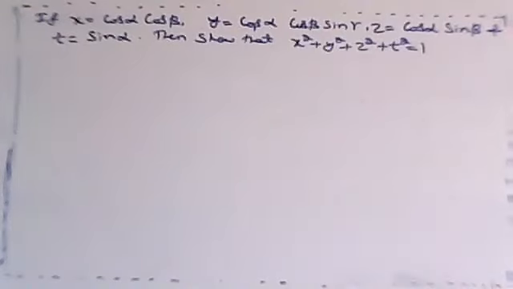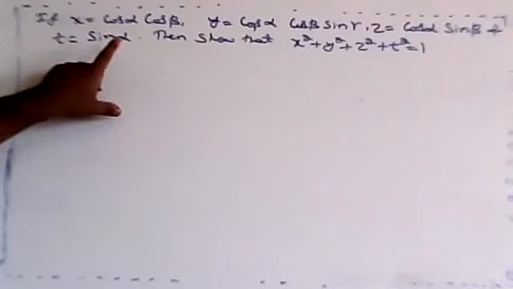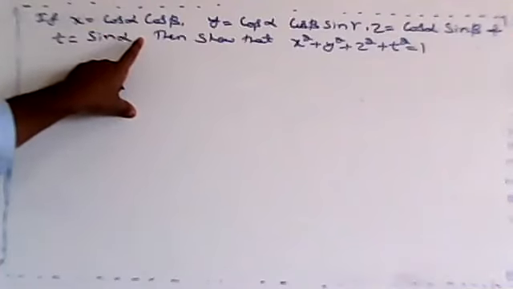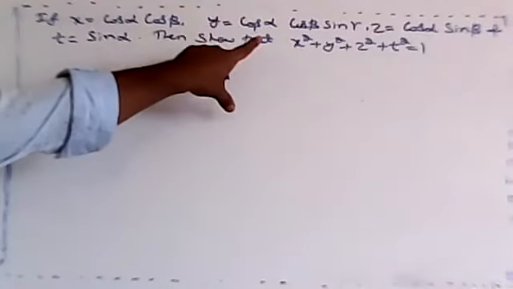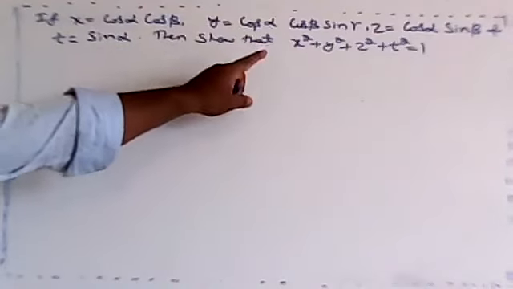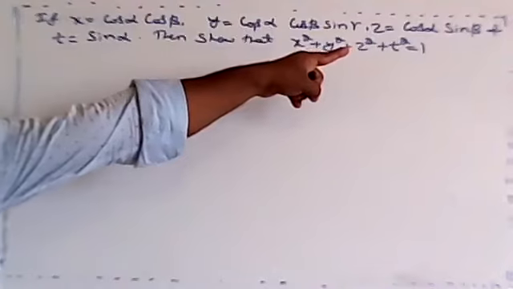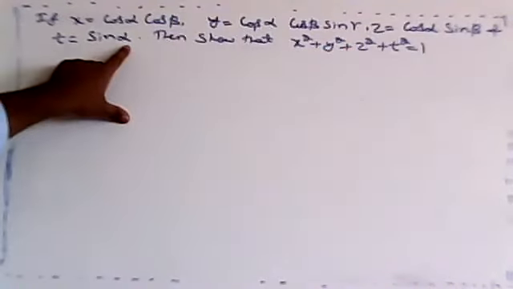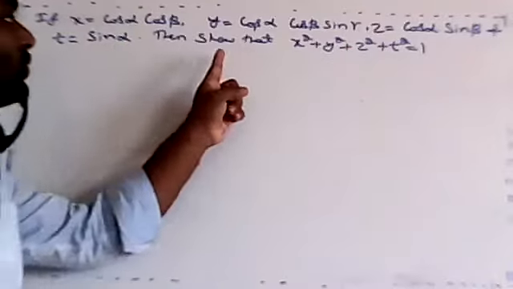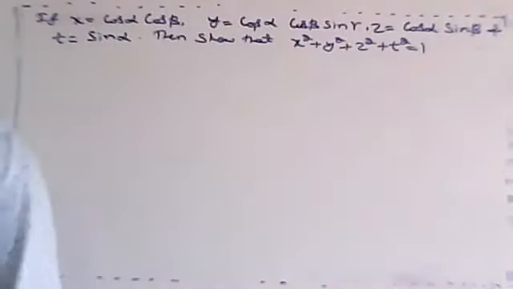So they have given x equal to what? Cos alpha cos beta, and y is equal to what? Cos alpha cos beta and into what? Sin gamma, and z equal to what? Cos alpha sin beta, and t is equal to sin of alpha. Then we have to show that x square plus y square plus z square is equal to what? 1.